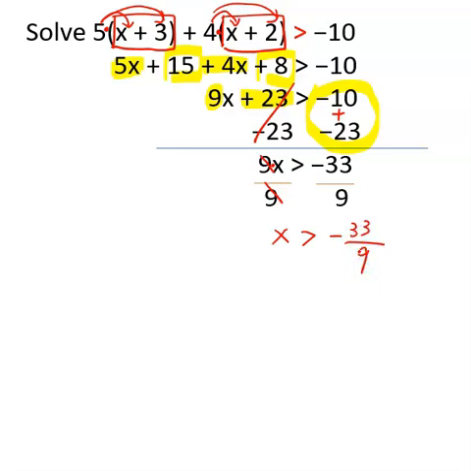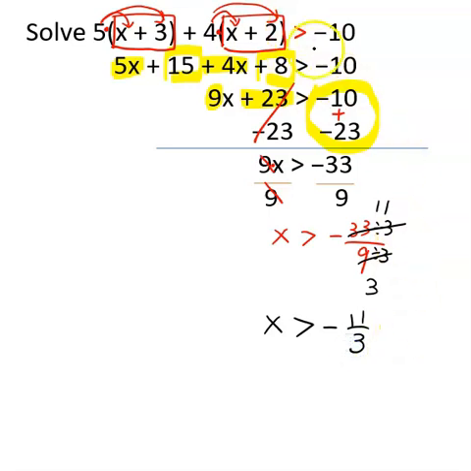But because the number on the right is a fraction, we need to make sure it is reduced. So notice that 33 and 9 are both multiples of 3. So we can reduce this down to 11 and this down to 3. So the answer will be x is greater than negative 11 thirds.